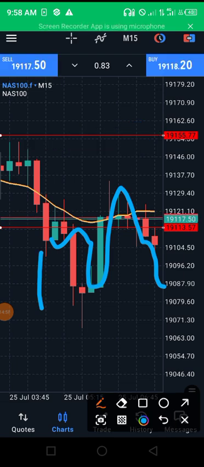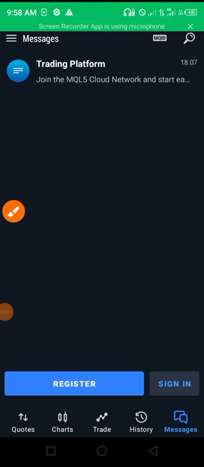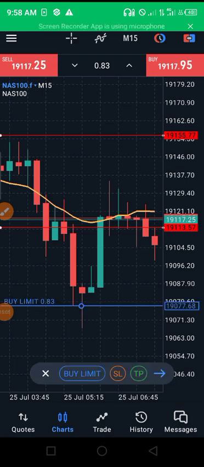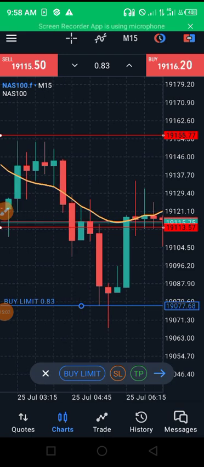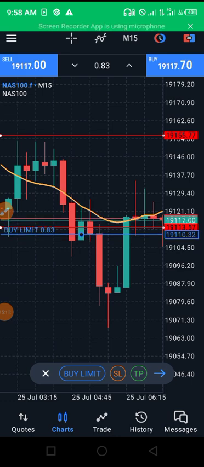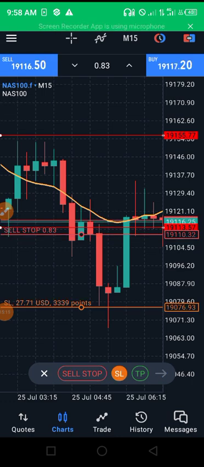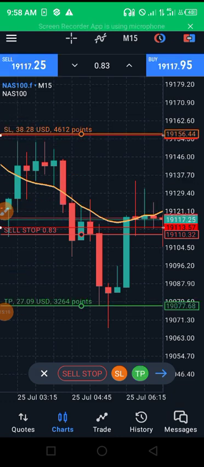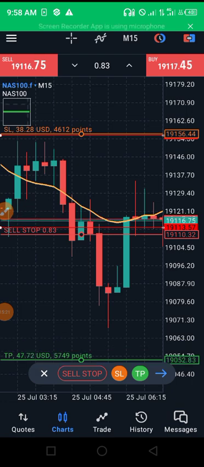Okay, let me just take the trade for practice. Let's say I take a sell trade when the new candle is forming. The new sell is kind of like a sell trade here. Remember, I said my stop loss is around this zone. So this trade will give an opportunity at night.